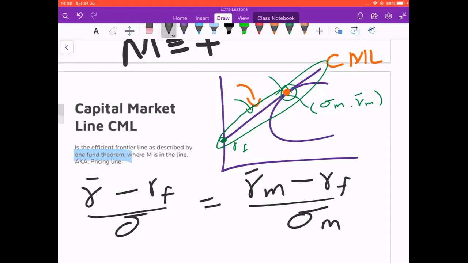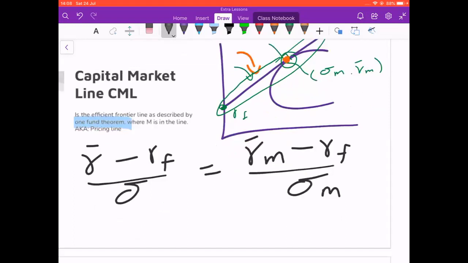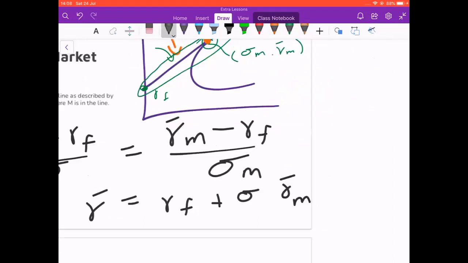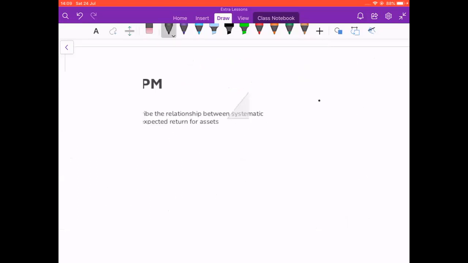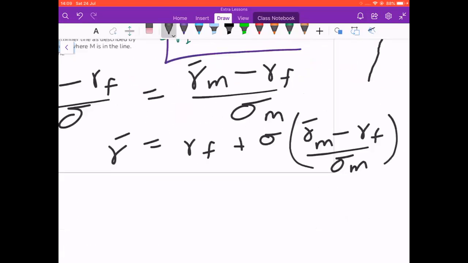So as you can see, you can simplify this and then you can write it like this. You can say the returns. Your returns is going to be equal to the risk-free rate plus sigma times the returns of the market minus the risk-free rate over sigma M. You can simplify it a little bit further, and that's going to be equal to RF plus sigma times K, right?